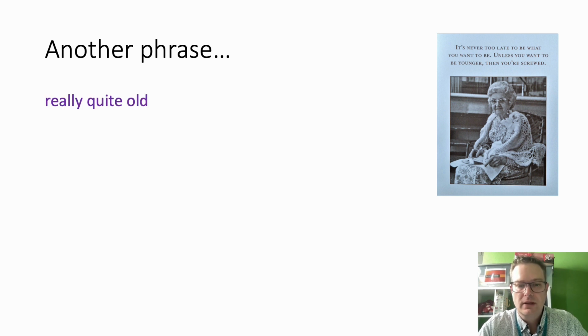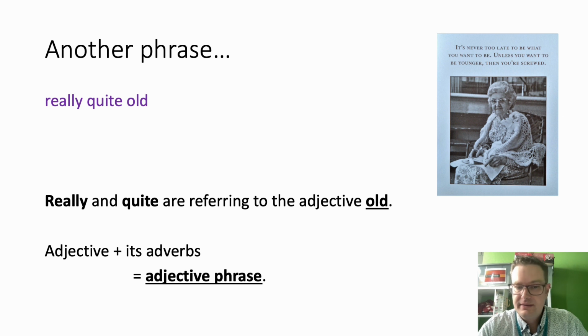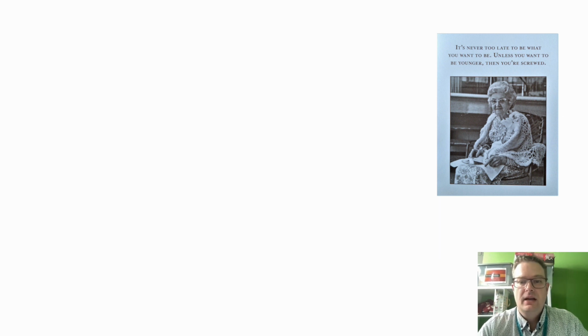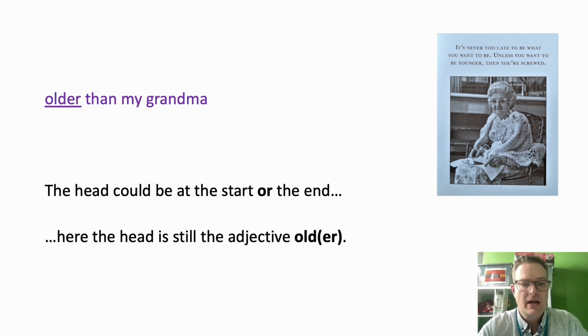Really quite old. Which word there are the other words referring to? What's the head? Hopefully you work out the head is old. So really and quite are telling you how old. Old is an adjective. So this is an adjective phrase. You also might have older than my grandma. You've put the head at the start, but that's still an adjective phrase because than my grandma is telling you about how much older. It's still telling you about the adjective. So that is an adjective phrase.